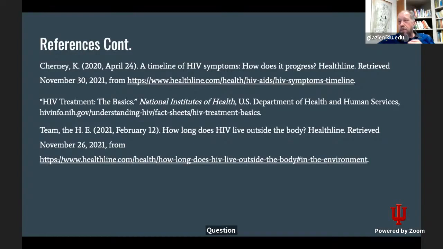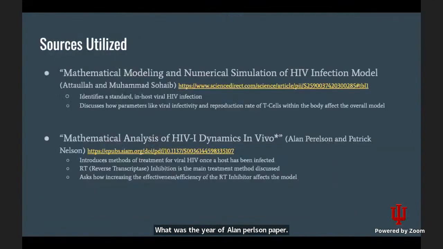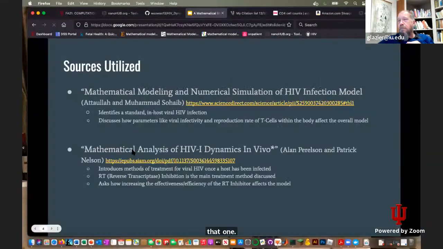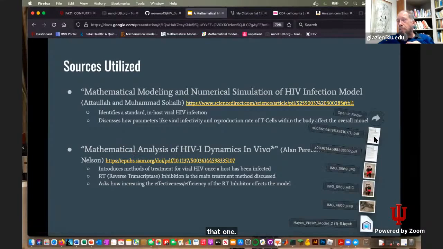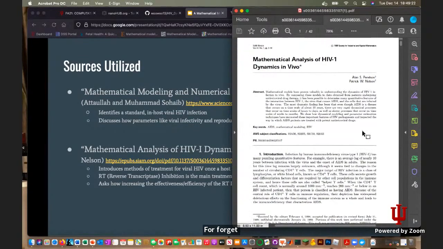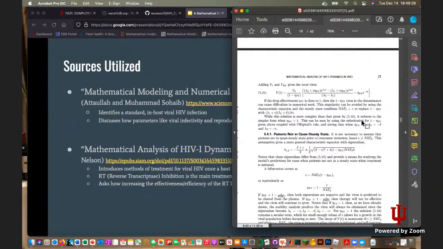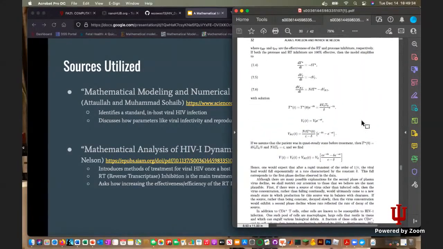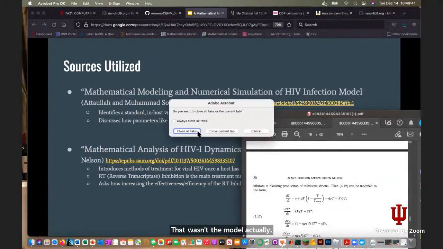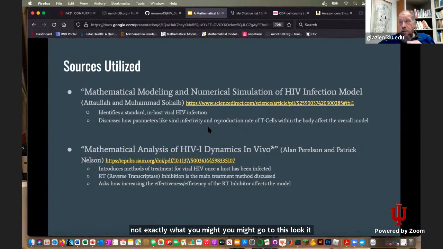What was the year of Alan Pearlson's paper? The one that you. That one. I forget which year. Let me pull it up. Oh, here it is. That was an older model, actually. It was around, well, it was copyrighted. I think this was from, not exactly. You might just look it up in Google Scholar and find out the date.